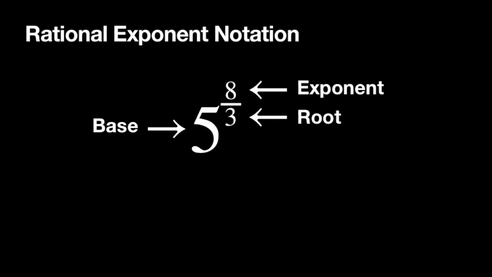Whenever we have a rational exponent notation, we know that the numerator is going to be the exponent, so the number of times we're multiplying that number, but the denominator is actually going to be your root. Sometimes you're going to see that your exponent may be a number like 1. So in this case, it means that we're not going to be multiplying 5 multiple times, but we know that this is going to be your root.